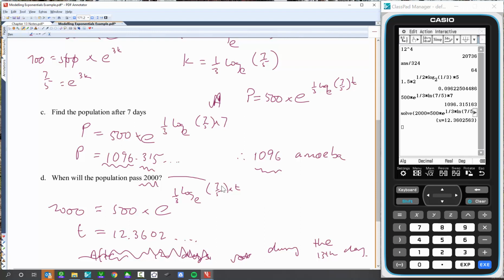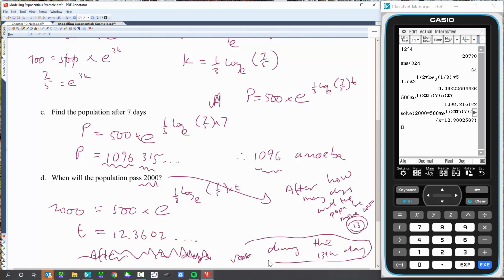Let's modify this question a little bit and say, after how many days will the population be more than 2,000? If you get your answer of 12 here, the answer to this question is actually going to be 13. So 13 days need to pass before the population is more than 2,000. This is looking for the number of days, so this specifically is 13 here. Whereas this answer here is during the 13th day. So again, quite interesting ways to interpret these problems.